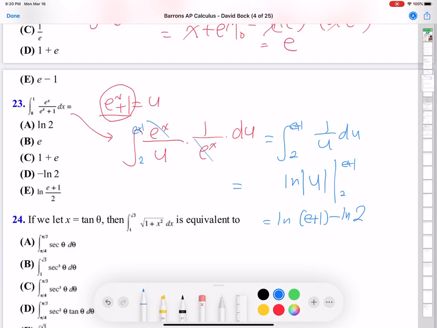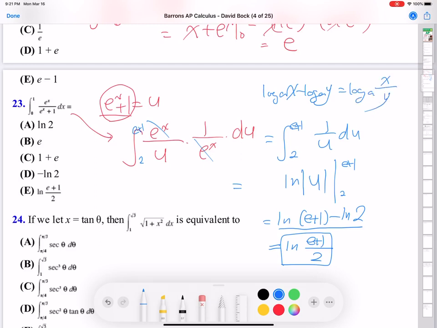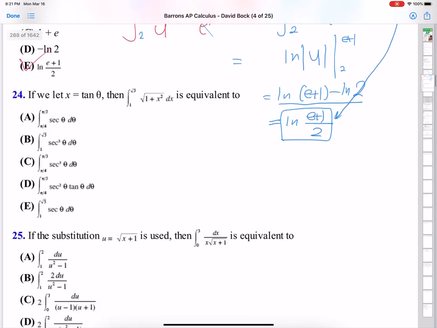So we can combine those two, right? ln of e plus 1 minus ln 2, you can write as ln of e plus 1 over 2, by properties of logarithms. What is the property? Log base a of x minus log base a of y is equal to log, same base a, of x over y. By this property, the answer form is changed like that. What's the answer? E is the answer.